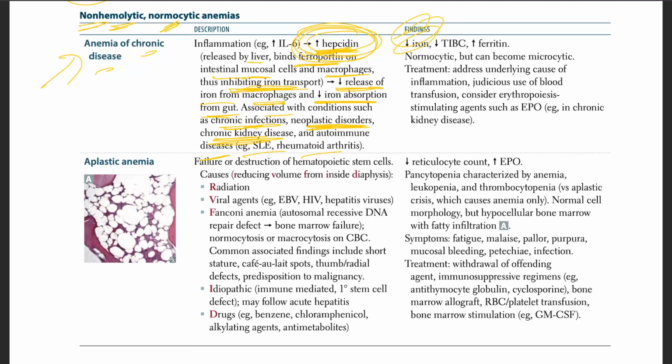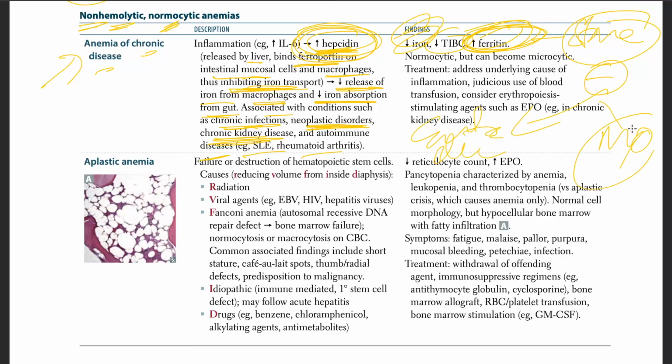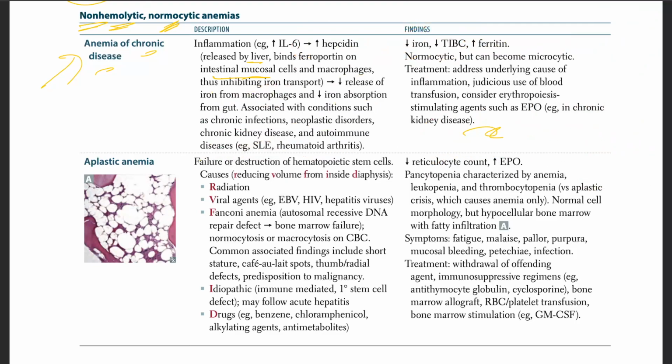What is the finding? You have a decrease in iron, a decrease in TIBC, and an increase in ferritin. Why do you have an increase in ferritin? Because the stores are already there. You're just inhibiting the iron from being released from where? Your enterocytes in the duodenum and also your macrophages. The stores are there, but you cannot use them. So you have a low iron and low TIBC. Why low TIBC? Because ferritin is high. That's why low TIBC. Normocytic, but can become microcytic.